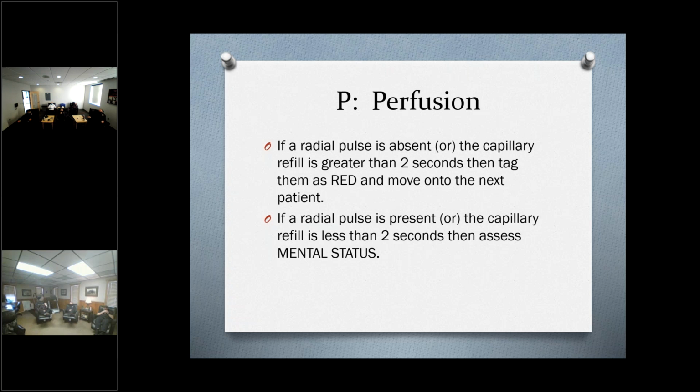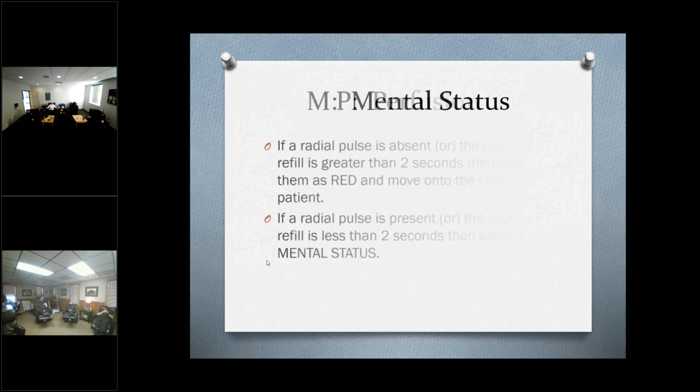So how that relates to the pathophysiology of the body, if I'm feeling a distal pulse, chances are that systolic blood pressure is greater than 90. If I'm feeling a carotid pulse and I'm not feeling a distal pulse, chances are that systolic blood pressure is greater than 60. So if I feel an absent distal pulse, I'm going to tag this patient as red and or critical, and then I'm going to move on to my next patient. If they do have a distal pulse, I'm going to move on to my mental status.